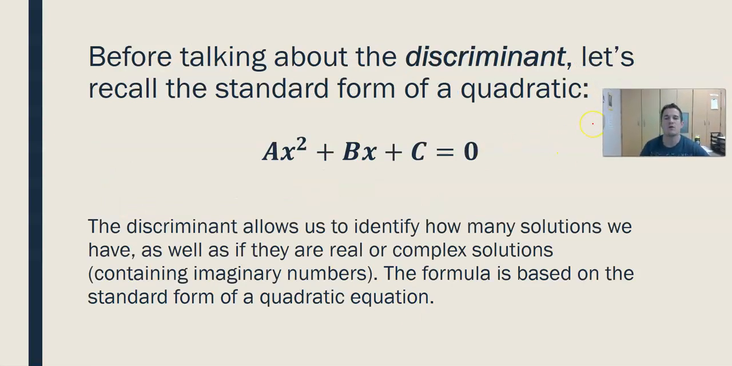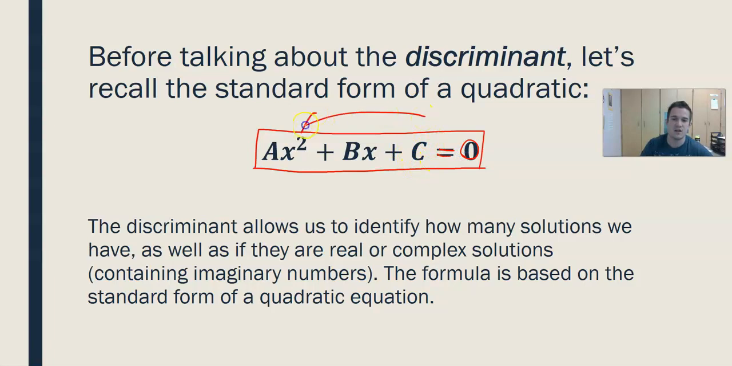So before we talk about what the discriminant is, recall what the standard form of a quadratic function looks like, because that's going to come in handy. ax squared plus bx plus c equals 0. So with everything on the left side of the equal sign and then just a 0 on the right side, or vice versa. The discriminant allows us to identify how many solutions we have, as well as if they are real or complex solutions. Again, complex solutions means they contain imaginary numbers. The formula is based on the standard form of a quadratic equation.